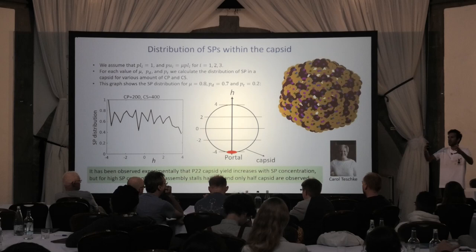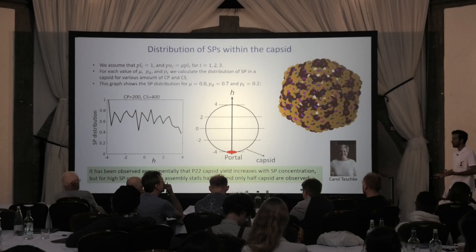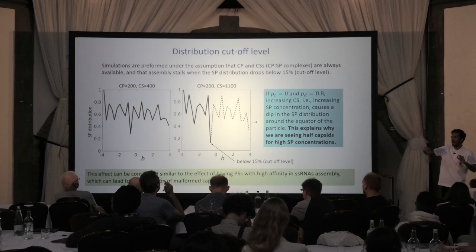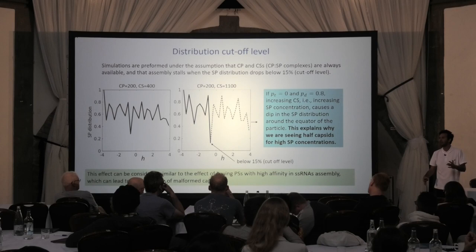So they were seeing just half of capsids. It gets better and better, and then a sudden drop, nothing is formed. So we want to see under what conditions our model can show this behavior. As it's a model, we want to put in where it happens. We always assume there's a certain number of CP and CS. Then it was Carol's idea to say that when the assembly happens, if the distribution shows a sudden dip, we could cut off the distribution here. So they have a cutoff level.